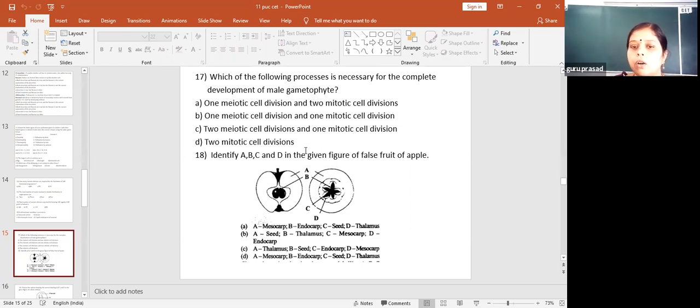Option C is the correct option for question number 18. So we have to know the labelings very clearly. If you practice diagrams and know the labeling properly, these types of questions become easy.